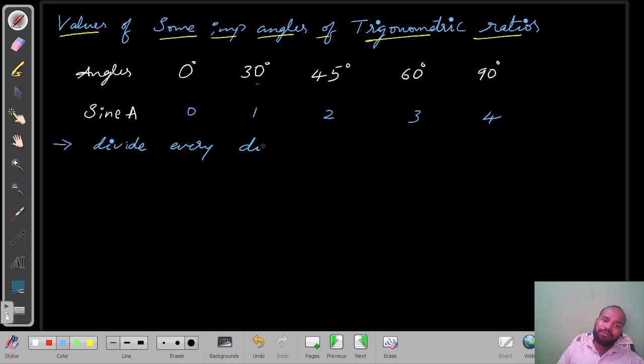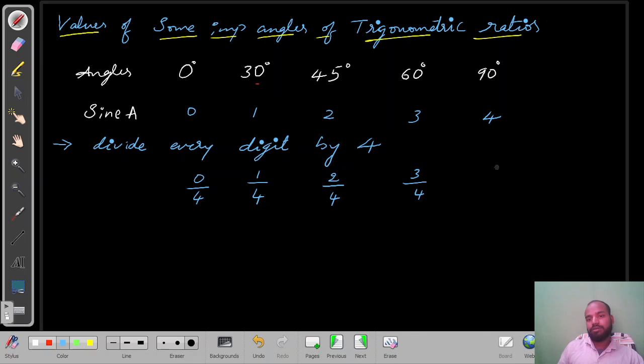Divide every digit by 4. This is a very simple trick, just for your remembrance. So see now, divide every digit by 4: 0 by 4, 1 by 4, 2 by 4, 3 by 4, 4 by 4.